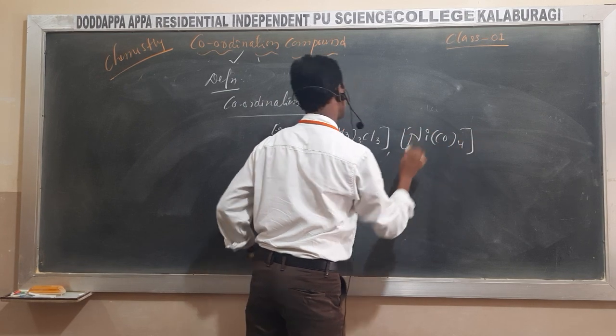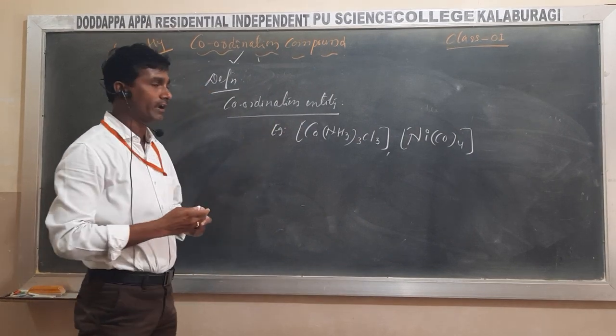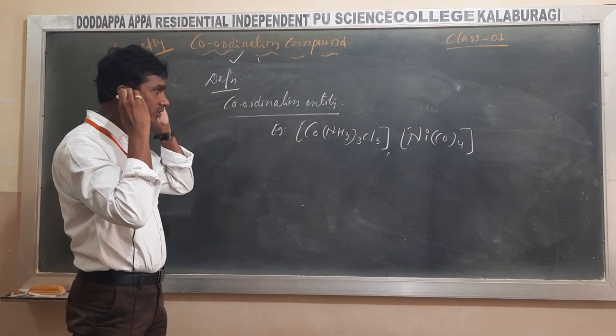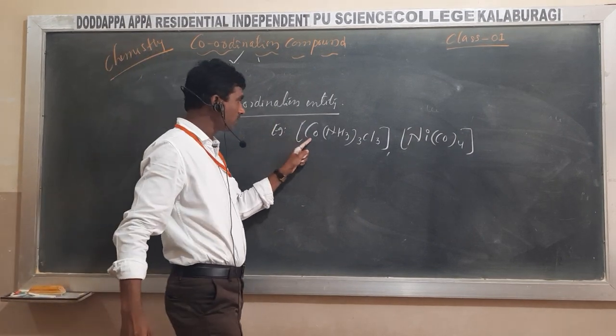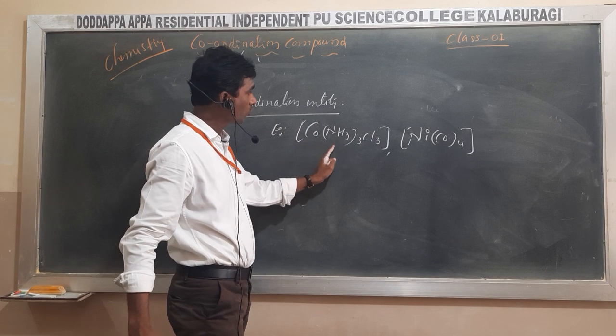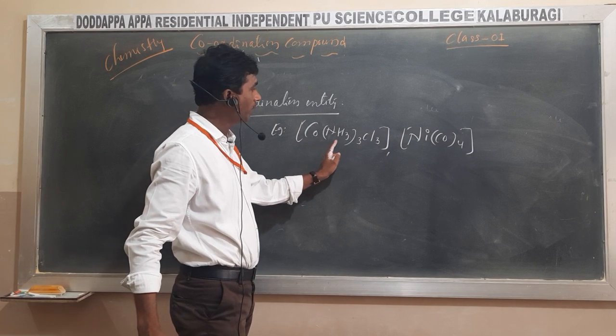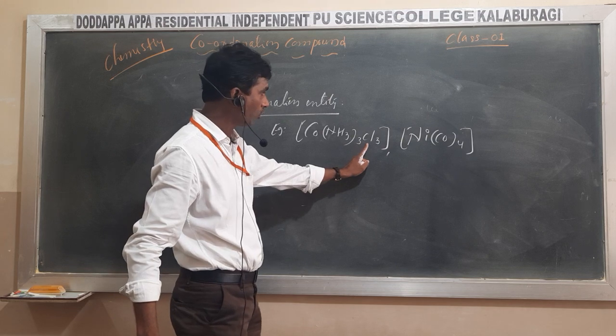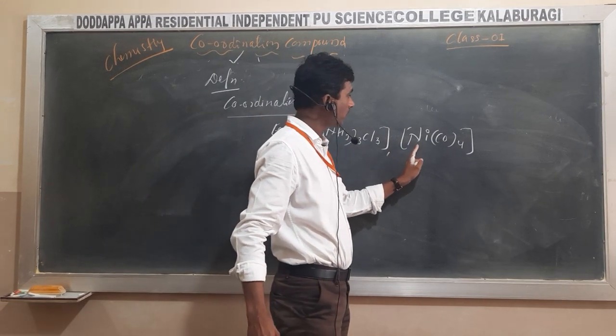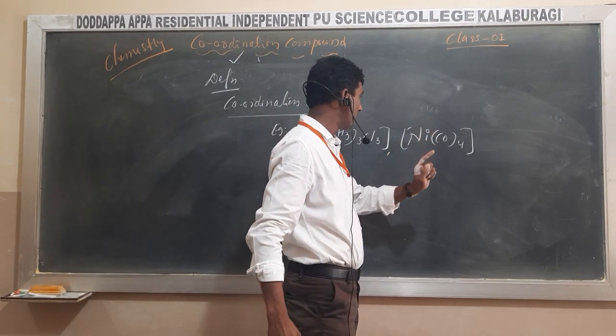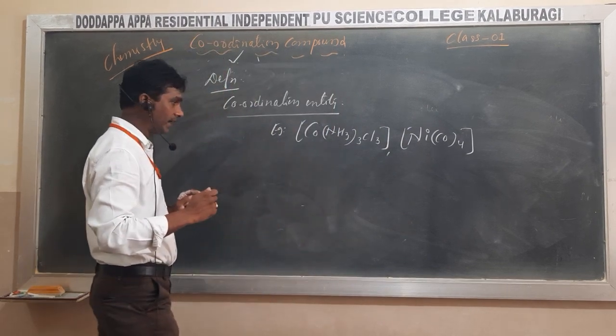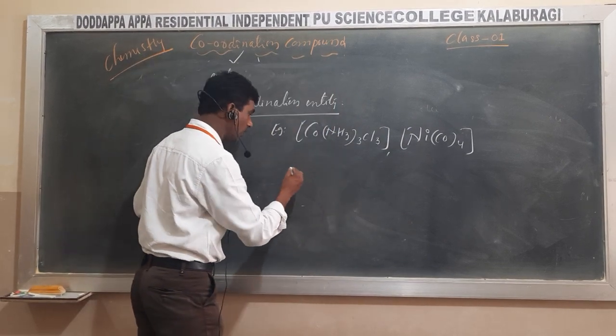NiCO4. So these are examples of a coordination entity. What is a coordination entity? Here the cobalt ion is surrounded by three ammonia molecules and three chloride ions, whereas the nickel is surrounded by four CO molecules. So it is a coordination entity. How can you define a coordination entity?